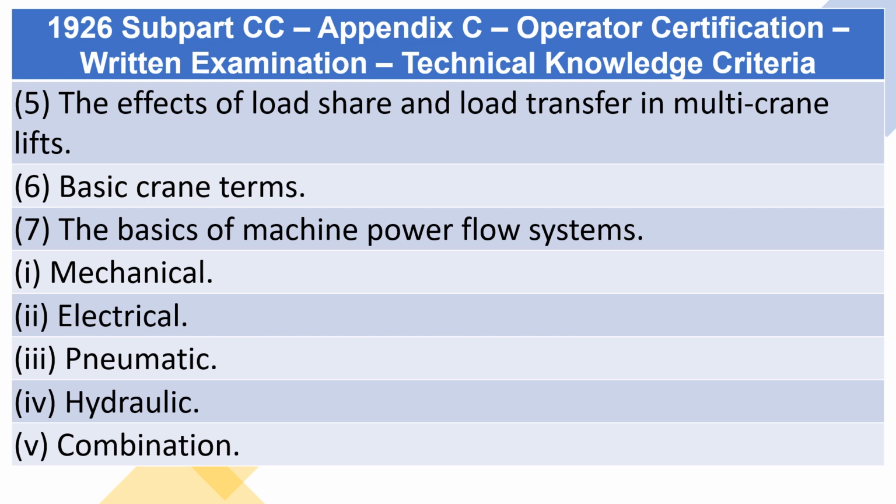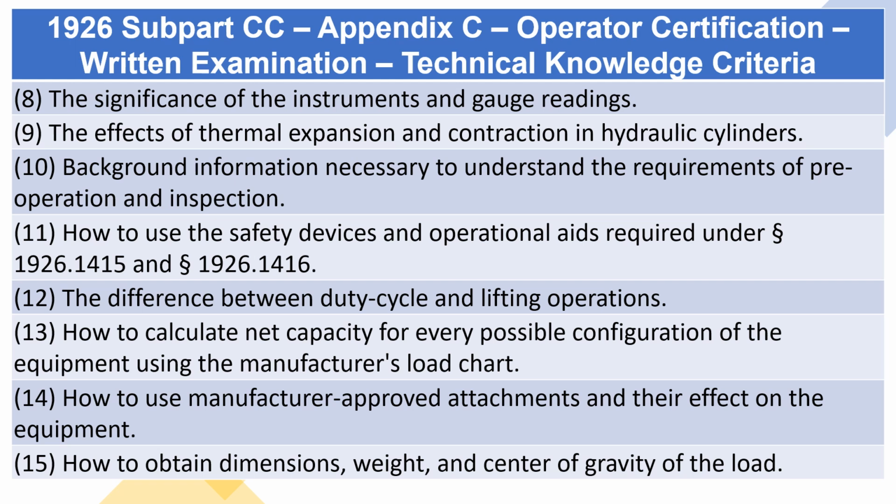6. Basic crane terms. 7. The basics of machine power flow systems. 1 through 5: mechanical, electrical, pneumatic, hydraulic, combination. 8 through 15. The significance of the instruments and gauge readings. The effects of thermal expansion and contraction in hydraulic cylinders. Background information necessary to understand the requirements of pre-operation and inspection.